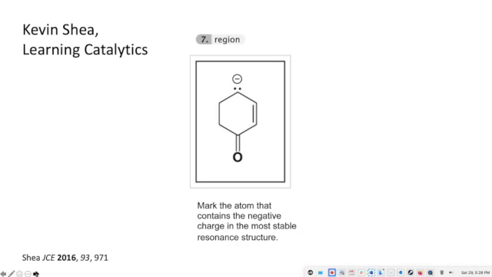Sometimes the clicker systems allow for students to identify a part of a structure instead of answering a multiple choice or numerical or text input question. Kevin Shea's JChemEd paper describes his use of learning catalytics to ask questions about charge distribution and resonance stabilized ions.